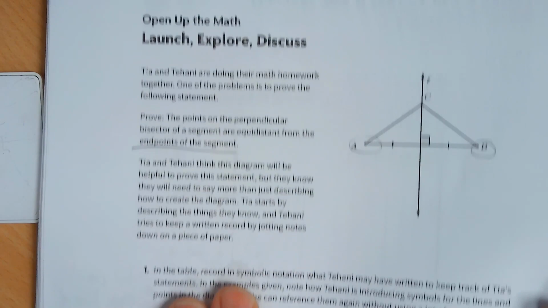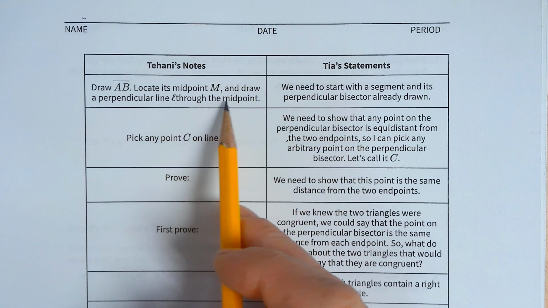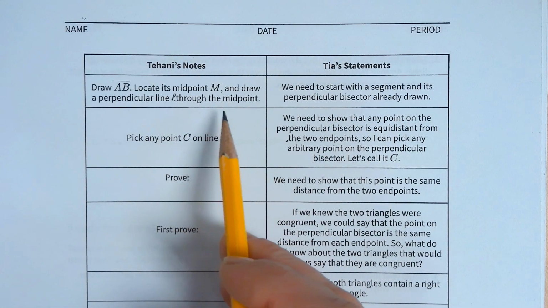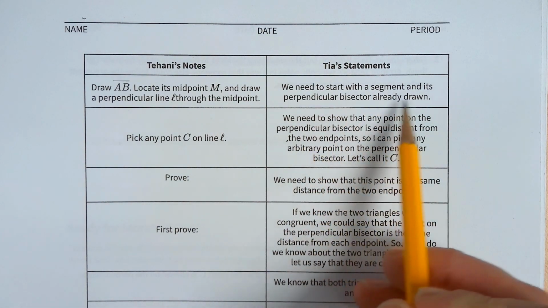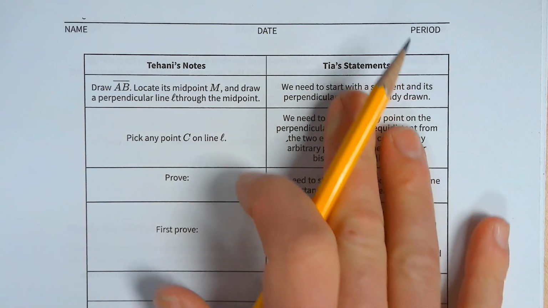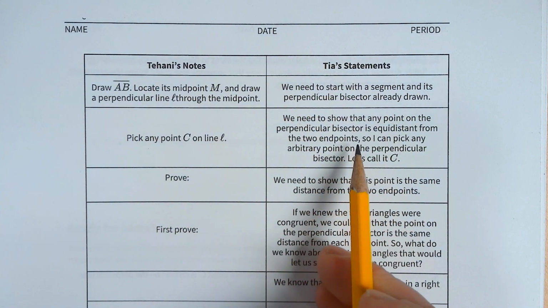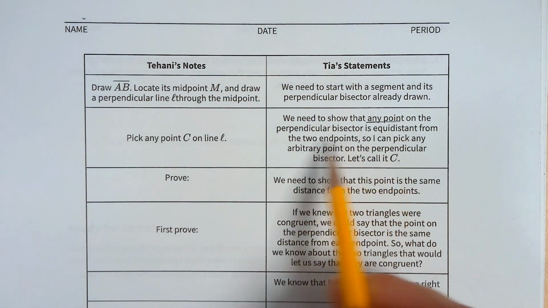If you're in this packet, that was right here. Now we're over here. Draw AB, locate its midpoint M, and draw a perpendicular line L through the midpoint. Hey, we said that. We need to start with the segment and perpendicular bisector already drawn. Okay, they're drawing it. We need to show that any point on that perpendicular bisector is equidistant from the two endpoints.